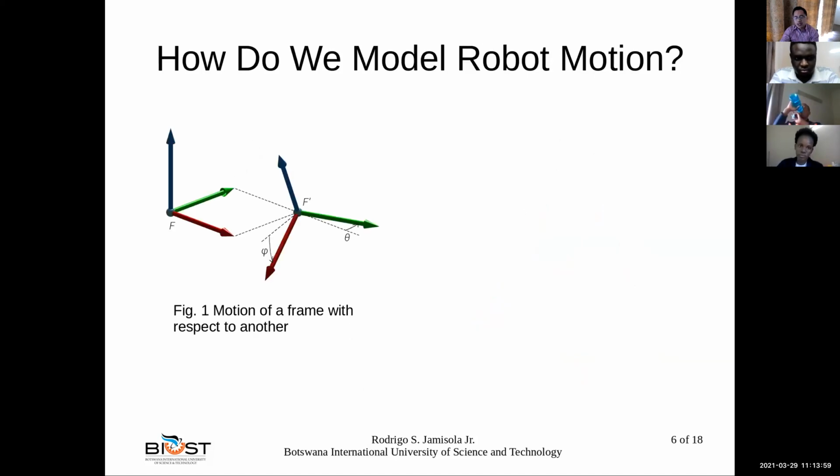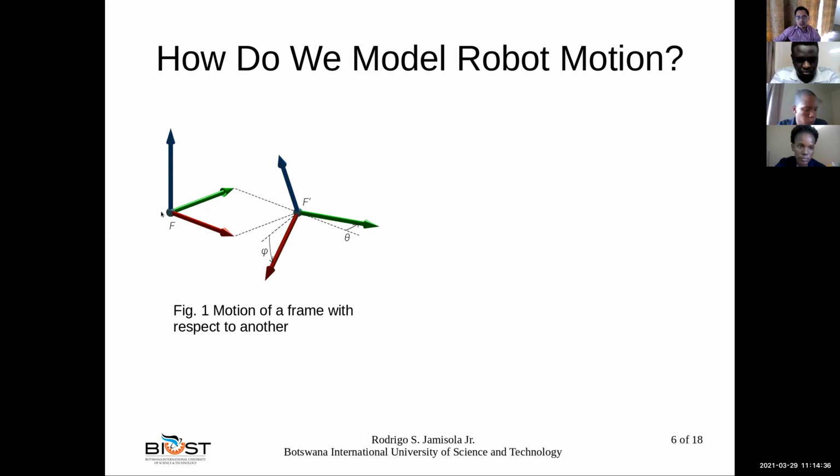Okay, so we know that there is a translational and rotational movement of one frame, this frame F prime, with respect to a frame F. That is the basic principle of robot motion. We express the movement in terms of translation and rotation, again, of one frame, in this case F prime, with respect to another frame F. That is the basic problem that we are dealing with here.